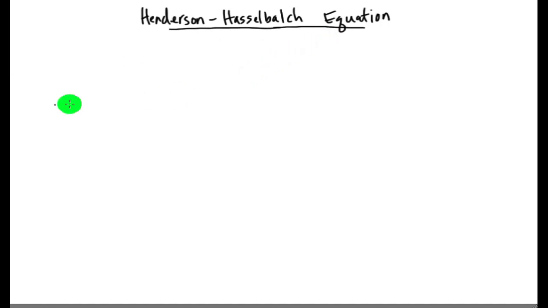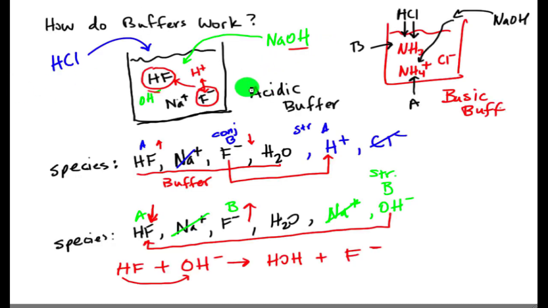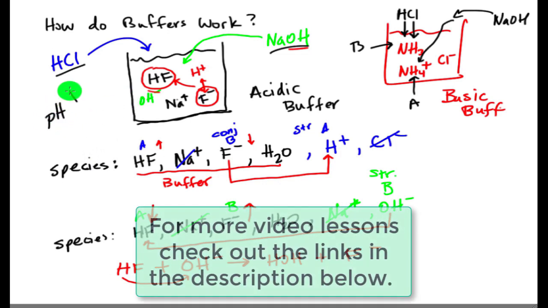So let's take a look at what's called the Henderson-Hasselbalch equation. Okay, let me back it up here just a second. What we're looking at here is, as I add the acid and I add the base, what's going to happen is I'm going to change the pH. Remember, pH is what's changing. pH is either going to go up or it's going to go down depending on what happens.